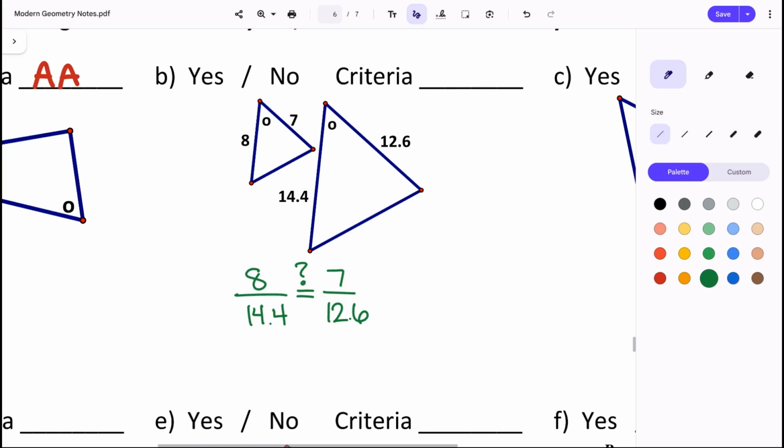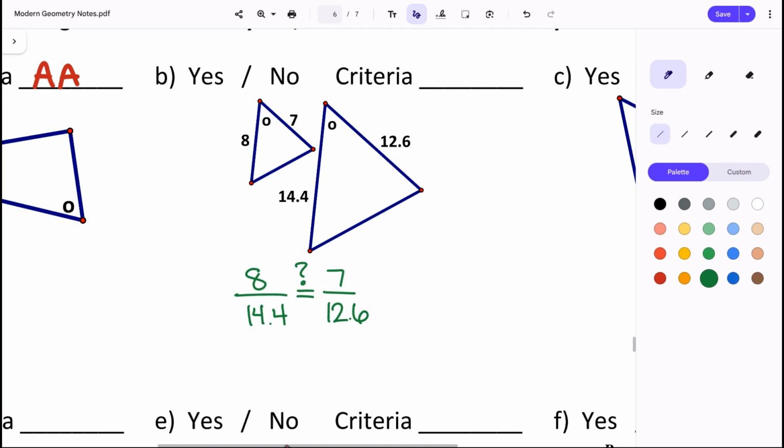Now, there's a couple ways that you could check if it's proportional. This looks like a normal proportion. You guys could cross multiply and make sure that you get the same amount both times. The other option, and this is the one that I actually want you guys to do with me because it's going to show up a little bit later, is you could divide these numbers. Take 8 divided by 14.4 and take 7 divided by 12.6. If we get the same answer both times, it's going to be proportional.